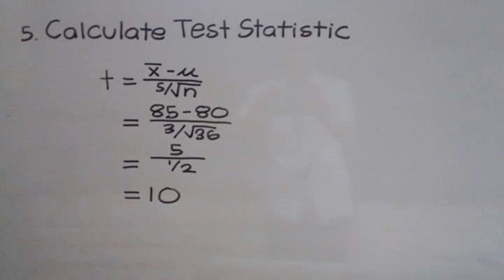Fifth step is to calculate the test statistic. T is equal to the sample mean minus the population mean over the sample standard error. So it will be equated to 85 minus 80 over 3 over the square root of 36. So our answer will be T is equal to 10.